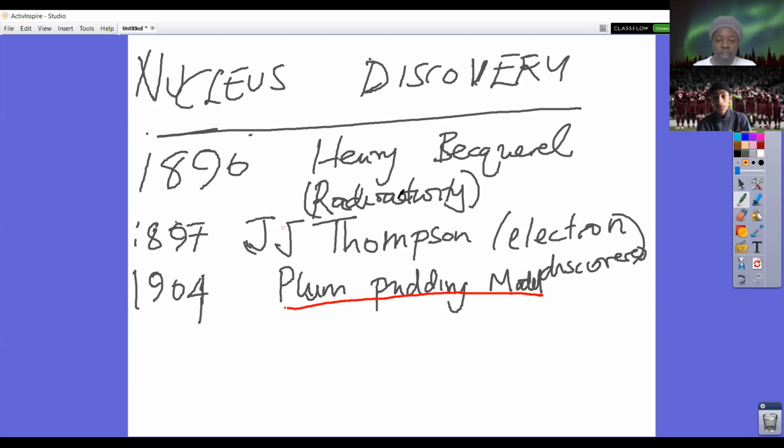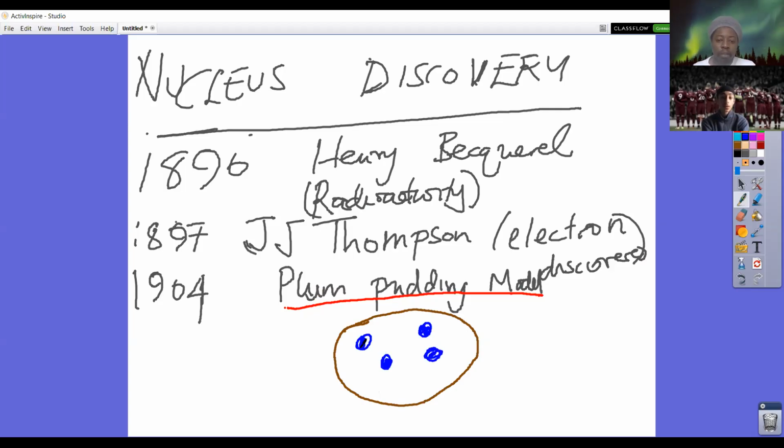In his model, I don't know what inspired him, whether he was having a cup of tea and some plum pudding cake or something, but the model goes something like this. If we have a plum pudding, you're going to have little plums in there, aren't you? As the name says, there we go, those are the plums.